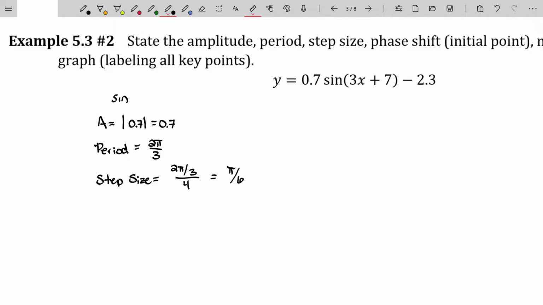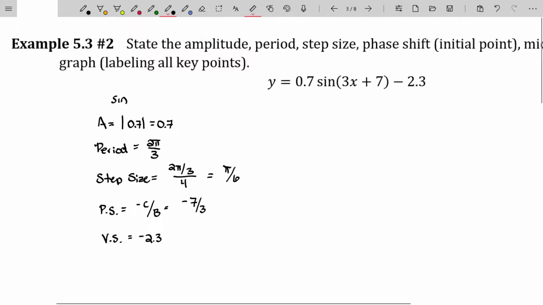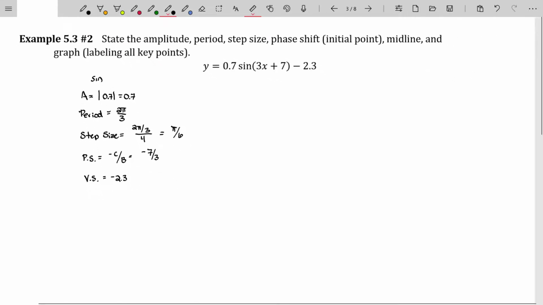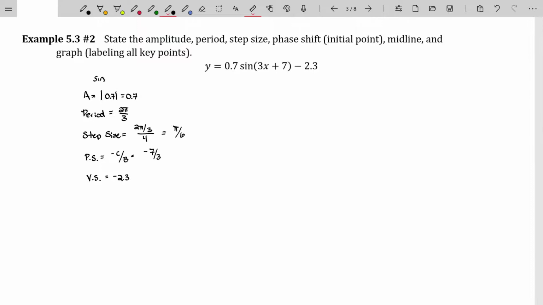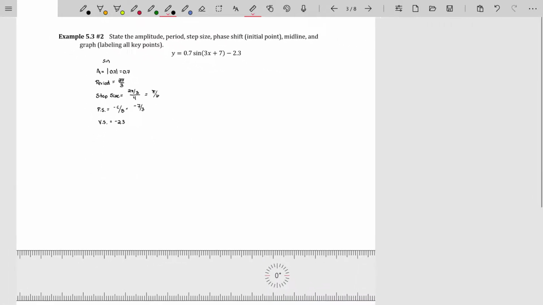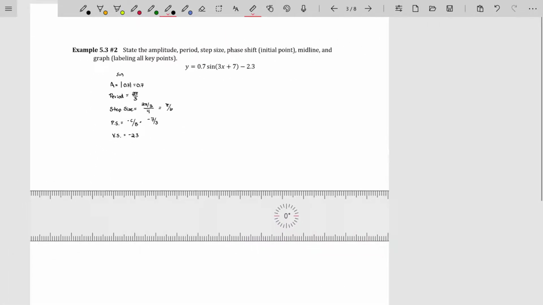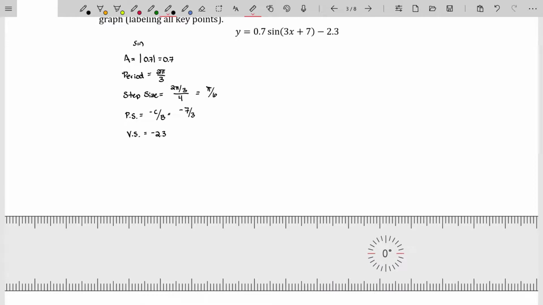Looks about right. Let me see. Yep, that's right. And then the phase shift is negative c over b. I do usually write that out. So that's negative 7/3. And then finally, the vertical shift is negative 2.3. It looks like these are ugly values, but I'm telling you, the amount of work you're going to be doing here is about the same as with the previous problem. Let me grab my ruler. I kind of left it down here. And let's go ahead and draw the midline.